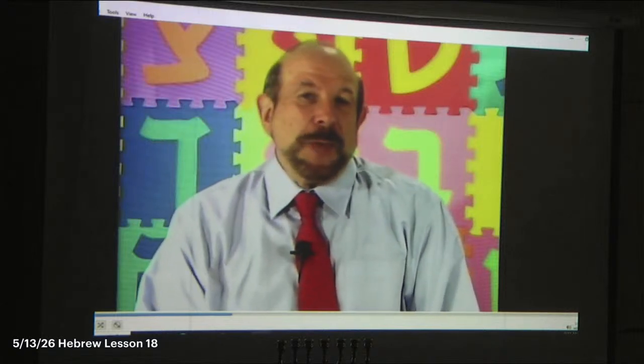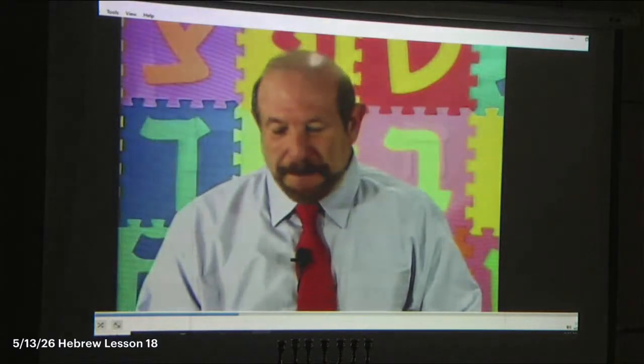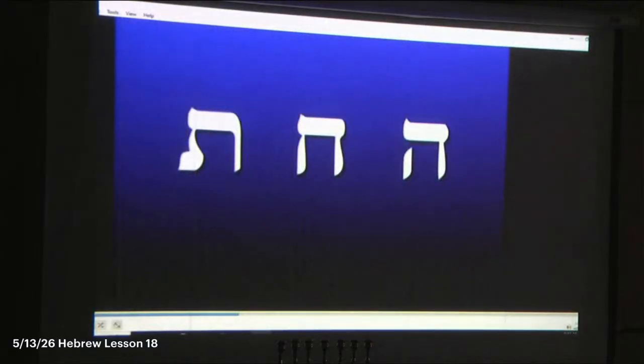And it's the same thing that we have in English. There is the S and the soft C. They both make the S sound. You also have the K and the hard C. They both make the K sound. And so in Hebrew, you have certain letters which make the same sound as other letters. No big deal.